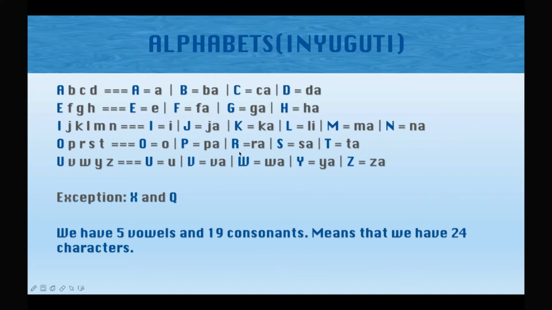This is R, and we say re, not la. This is U. In English, you can only say U. This is V. We say va. This is W. We say wa. And this is Y. We say ya. This is Z. We say za. Let's say all of them together. Abachada, efagaha, ijakarimana, oparasata, uvawayaza.